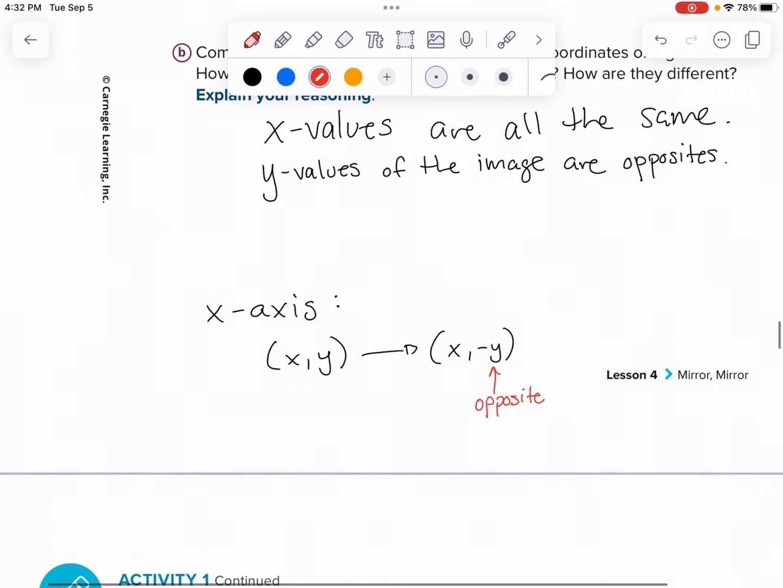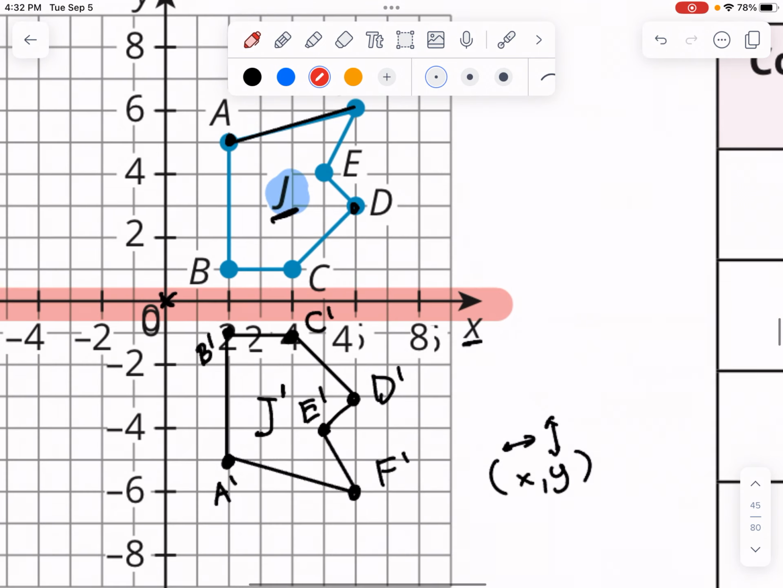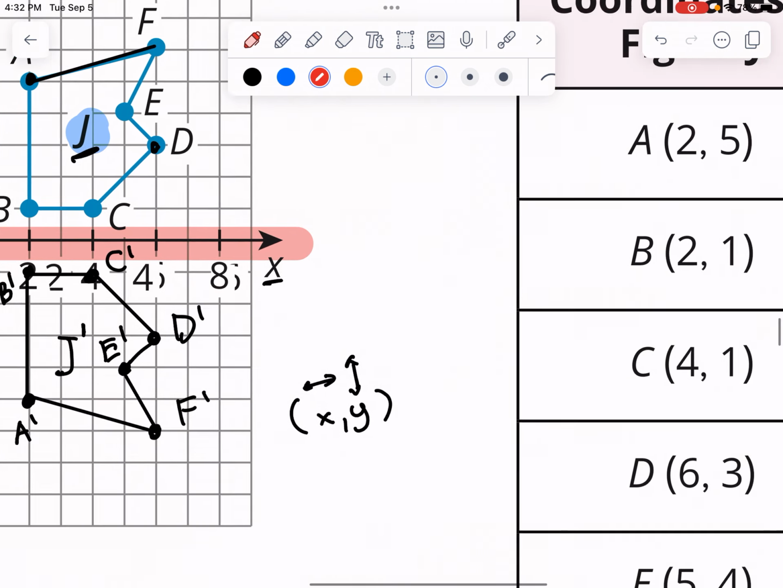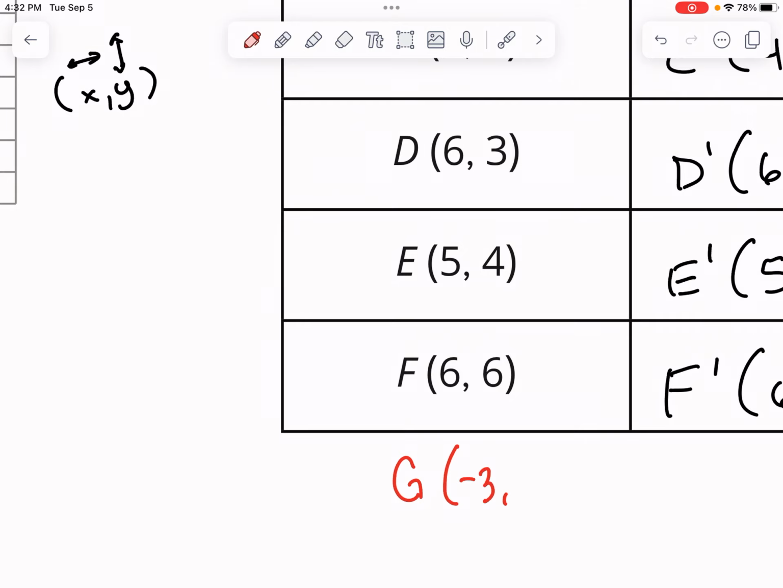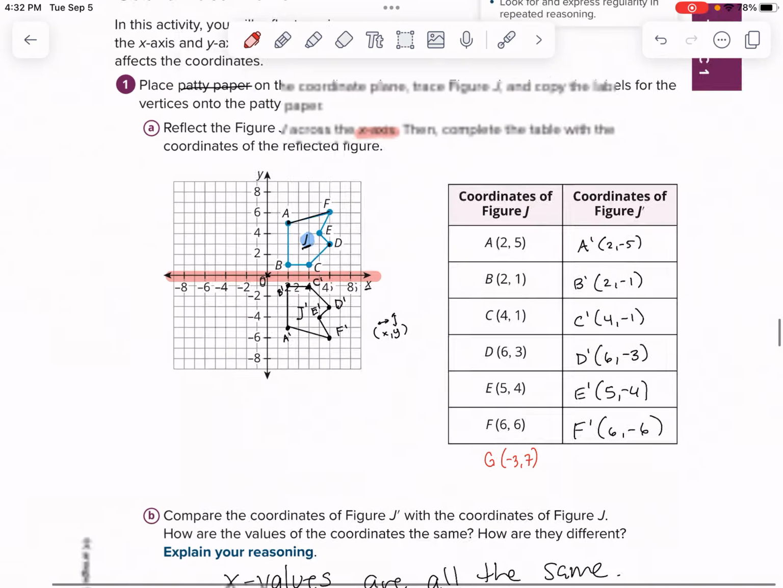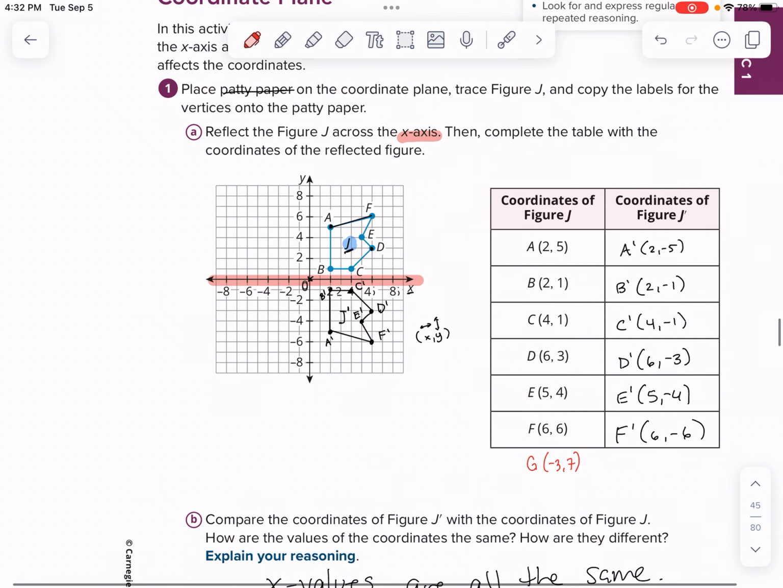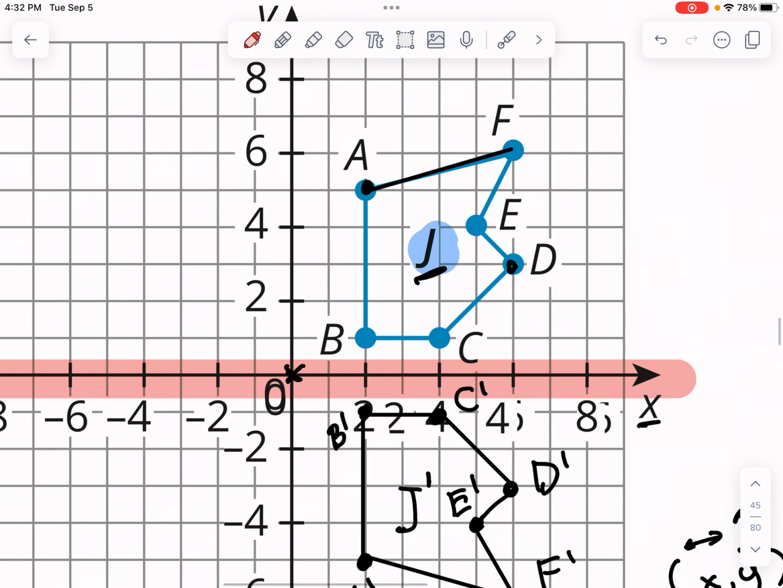Okay, so right, graphing this figure where I didn't even use the coordinates at all. All right, let's say I give you a point. Let's say I give you G. Let's say G is -3, +7. Let me graph that. -3, +7 is right here. G. Not G prime, just G.